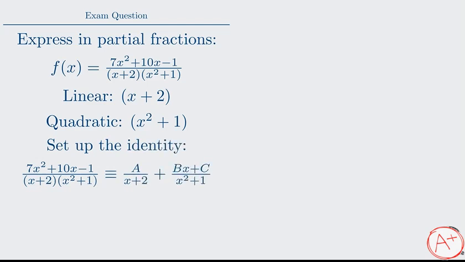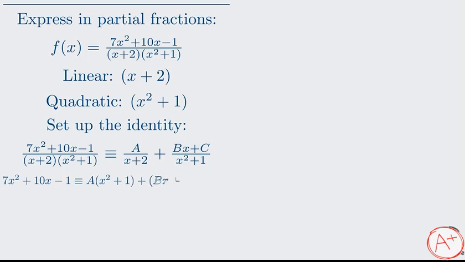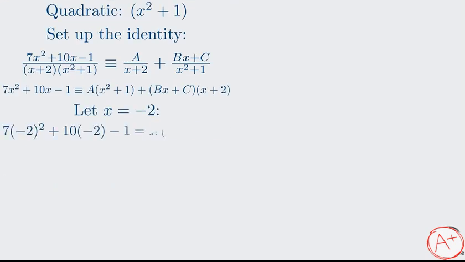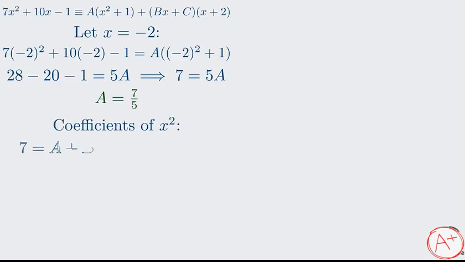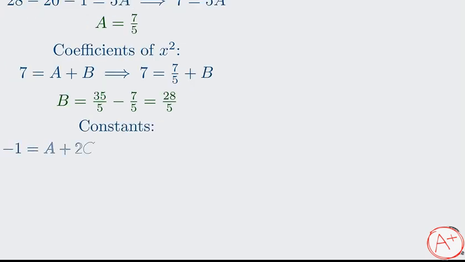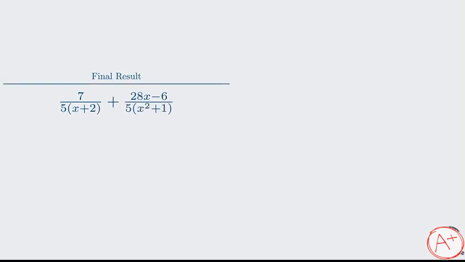Clear the denominators by multiplying the entire equation by the common denominator. To find a, substitute the root of the linear factor, x equals -2. Now, let's find b by equating the coefficients of x squared. Finally, let's find c by equating the constant terms. Substituting these values back gives us the final result. We can factor out 1/5 to make the final answer look much cleaner. This step-by-step approach ensures you don't lose marks for arithmetic errors.